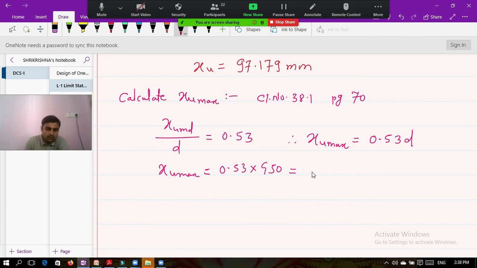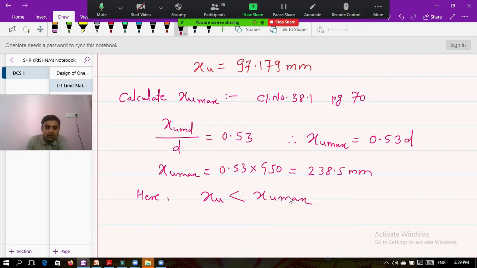238.5, sir. Okay, 238.5. Good. So this is the value of XU max. Now compare the values. XU is 97.179 and XU max is 238.5. Who is greater? XU max is greater. XU is less. So here we can write in this problem that XU is less than XU max.